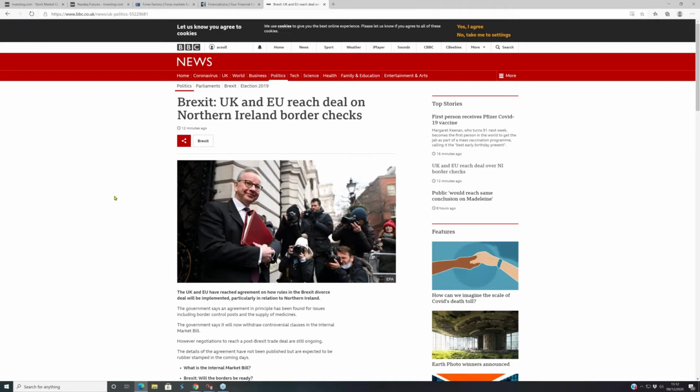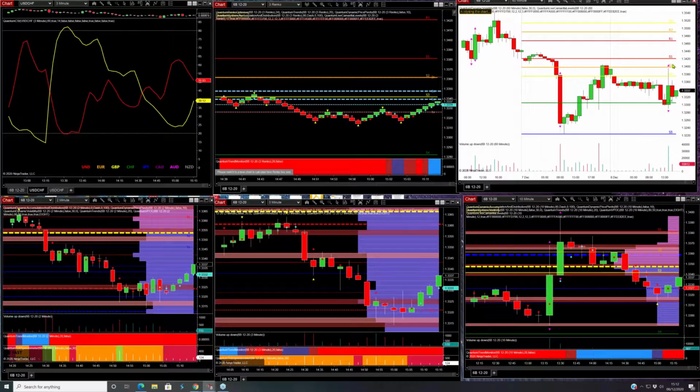It's on Northern Ireland border checks. It's been a real stumbling block and caused all sorts of ructions because the UK had passed a law which, according to some, would be breaking international law, etc. But whatever it is, it's Brexit news. So if you are trading the British pound, you really have to keep up to date with what is happening, because your trade will be completely upended.